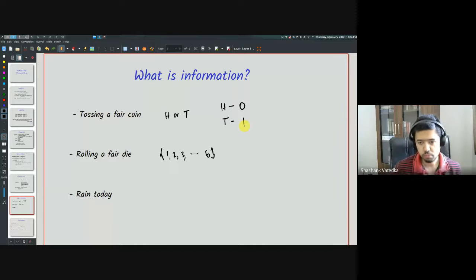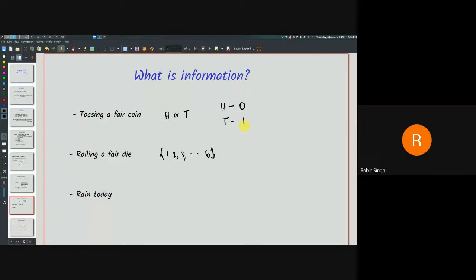Okay. So now let's take the roll of a fair die. There are 6 outcomes, and I need to represent these using bits. I need to send a certain number of bits from which you will know what the answer is. So what is the number of bits that I would need to tell you the outcome of the roll of a fair die? 3 bits. Okay, very good.